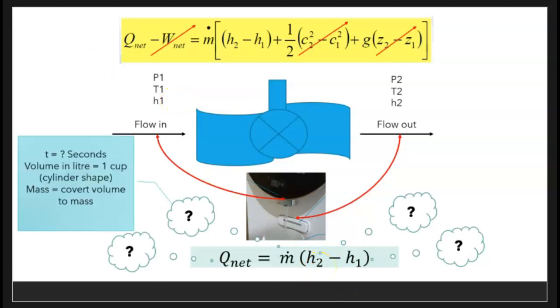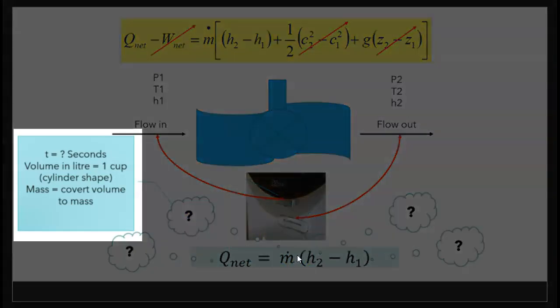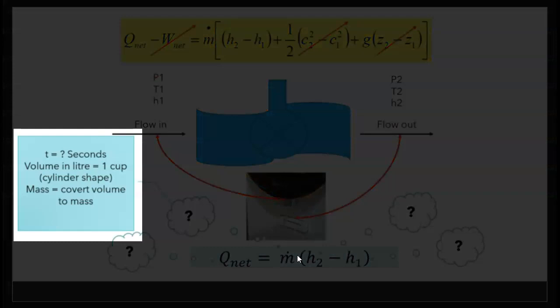For example, as you can see here, the m dot. How are you going to get the mass flow rate? First you will need to time the seconds.